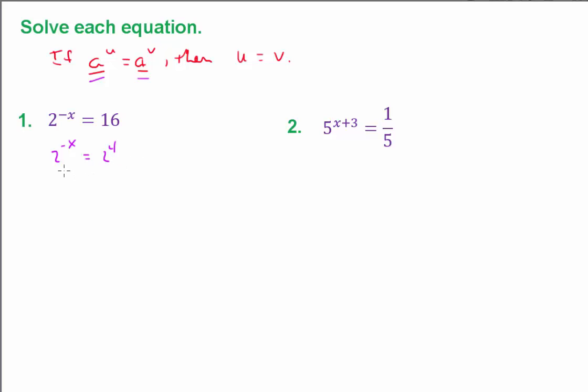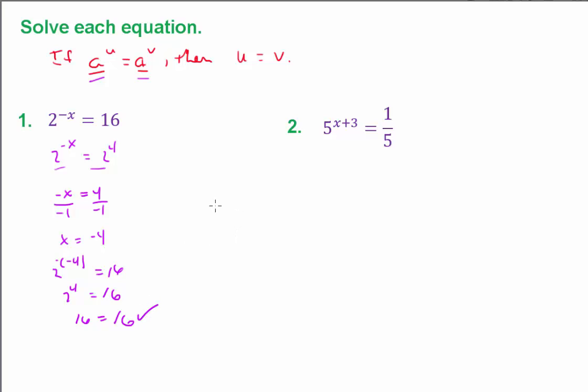And so now that we have the bases the same, we can then use the relationship above and say, well, if the bases are the same, then we know that the exponents must also be the same, so negative x must be equal to 4. Now to solve this, we'll divide by -1, and so x is equal to negative 4. So you can go ahead and substitute this back in and say 2 to the negative of negative 4 is equal to 16. Well, the negative of negative 4 happens to be positive 4, and 2 to the 4th happens to be 16, so 16 equals 16, and it does in fact check out.